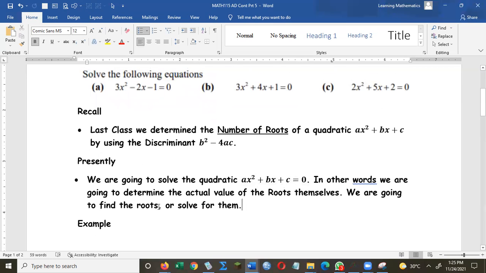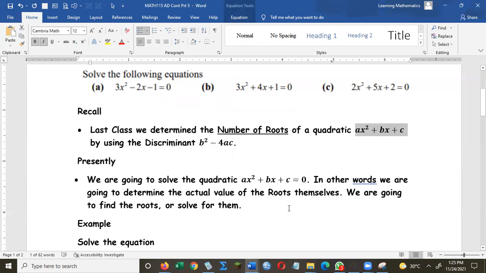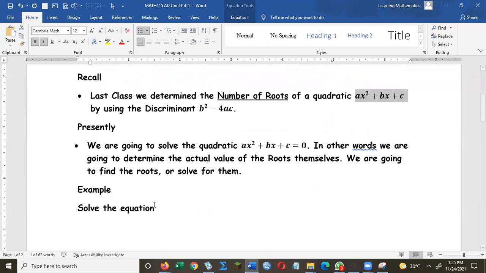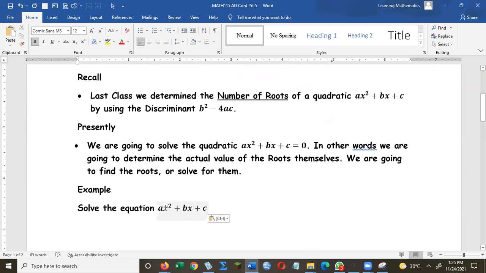So for example, solve the equation. As you can see, as it's the equation, we must have the equal sign. So you must have equals 0. You cannot solve an expression. We cannot solve that. If I put, let's say, 5 there.